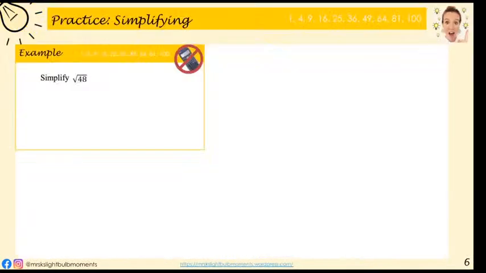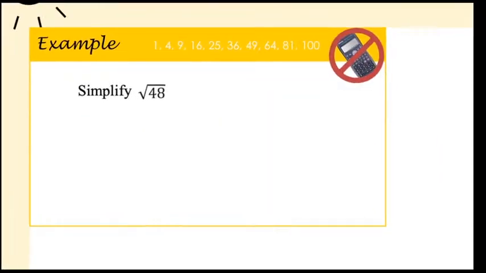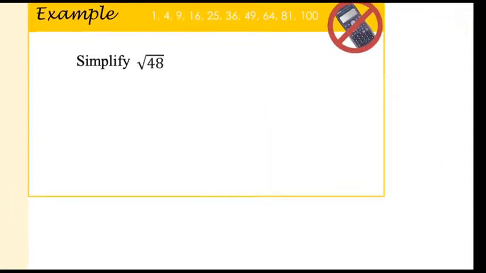So, this is your turn. I'm going to do one example, and then I'm going to give you a few practice questions, and you can choose your level. You can start simple, you can go slightly more tricky. Let's do one example here. I'm going to walk through simplifying. So we've got to simplify root 48.